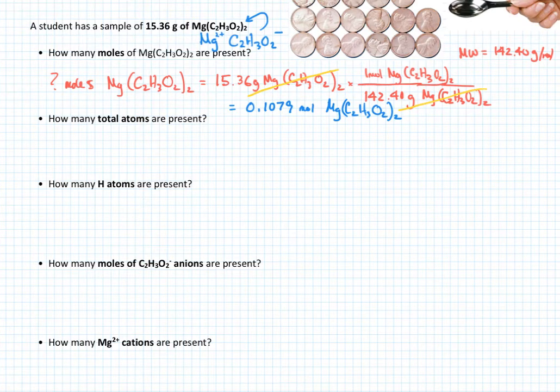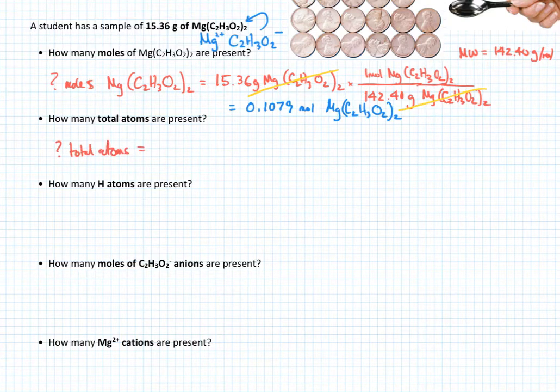All right, so let's take a look at the next question. How many total atoms are present? I'm going to start with this number that we've already found. You could start all the way back at the 15.36. You'll just have these same 2 steps and then you go from there, but I'm just going to start with this number. So I'm trying to find total atoms.